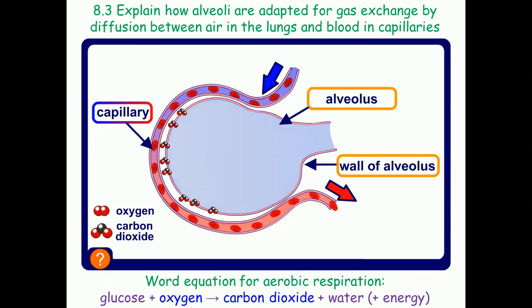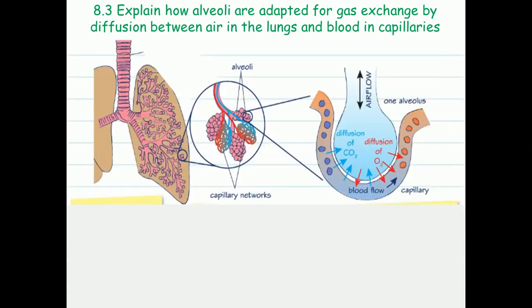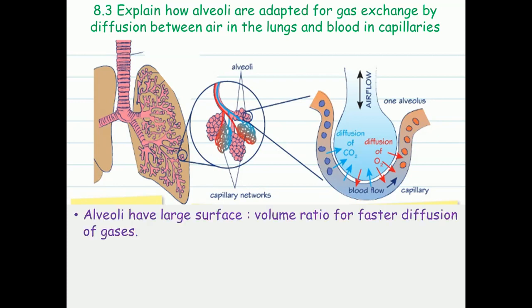So how are the alveoli adapted for gas exchange? Well, the alveoli are the last part of the lung where the air reaches so that oxygen can diffuse into the blood capillary and carbon dioxide can diffuse out. So there are 3 different types of adaptation you need to know, specifically the first 2. First, you can see that the alveoli have a large surface area to volume ratio, and that increases the diffusion of gases, whether it's oxygen diffusing in or carbon dioxide diffusing out from the capillary to the alveoli, or vice versa.